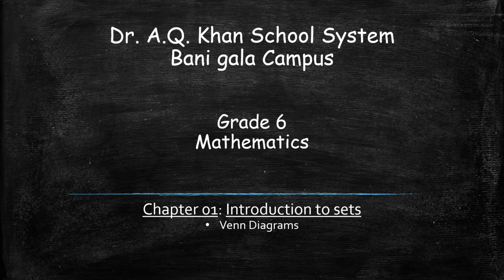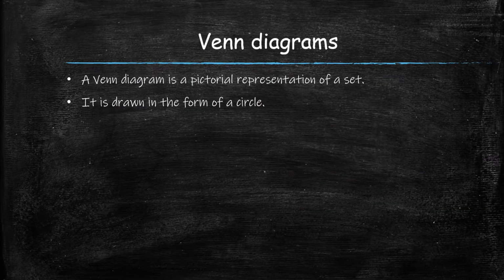Today we will learn about Venn diagrams. So let's start. We have already discussed three ways to represent a set: set builder notation, tabular notation and descriptive notation. Today we will learn about pictorial representation of a set.